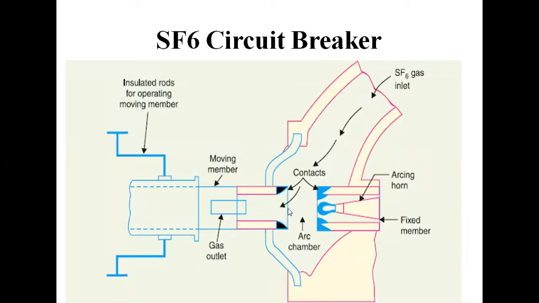As soon as this moving contact starts moving, high pressurized SF6 gas flows in the arc chamber, absorbing all the free electrons. This arcing horn again reduces the width of the arc, and thereby it helps in extinguishing or breaking the arc. So this is the working of the SF6 breaker.